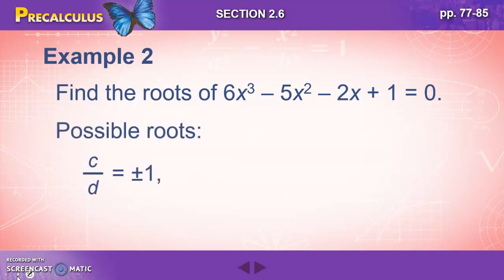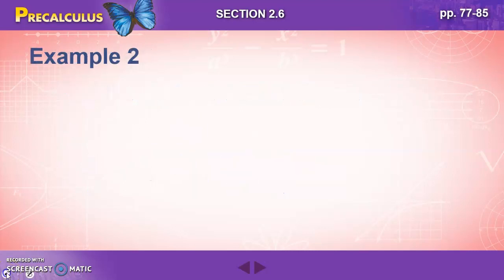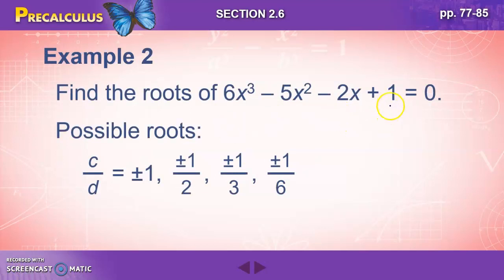Okay, our possible roots: plus or minus 1 over 1, plus or minus 1/2, plus or minus 1/3, plus or minus 1/6. I went really fast there. Remember, we got that from our factors of C all over our factors of D: plus or minus 1, plus or minus 2, plus or minus 3, plus or minus 6. And that's where we got these possible roots.